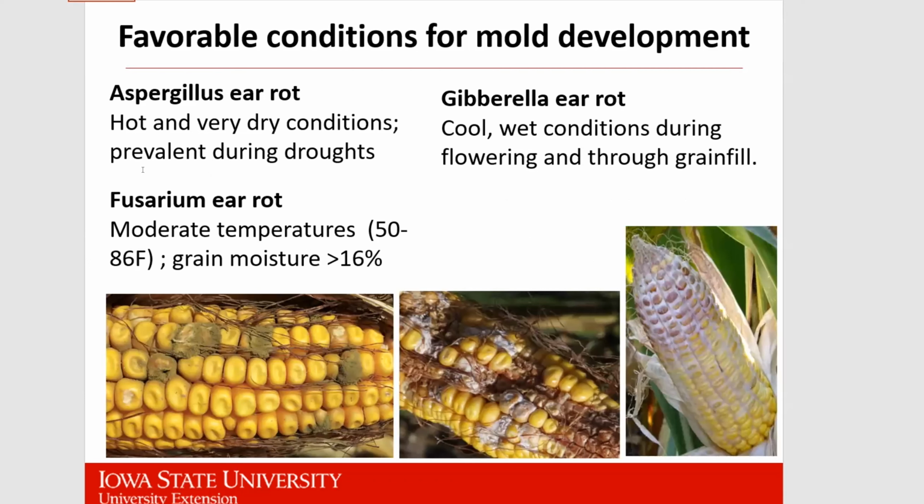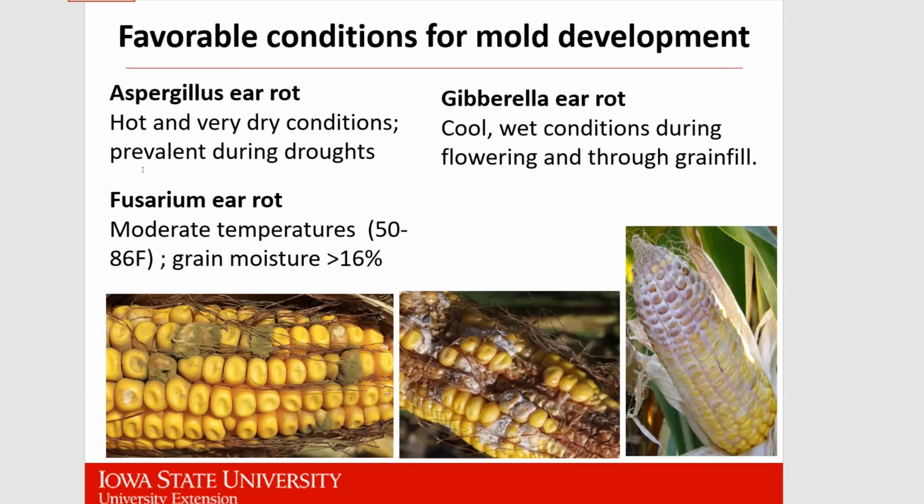Just really quick, we're going to talk about some of the favorable conditions for these, particularly the ones that produce mycotoxins. So your Aspergillus. This is kind of the outlier with regards to a lot of fungi, right? Most fungi like it wet. They like it a little bit warm or cool, depending on the fungus. But Aspergillus is your outlier in that it kind of likes it hot and dry, and it's prevalent during droughts. Despite that, it's not something that I've been hearing a lot about that we've seen in any measurable amounts here in Iowa.